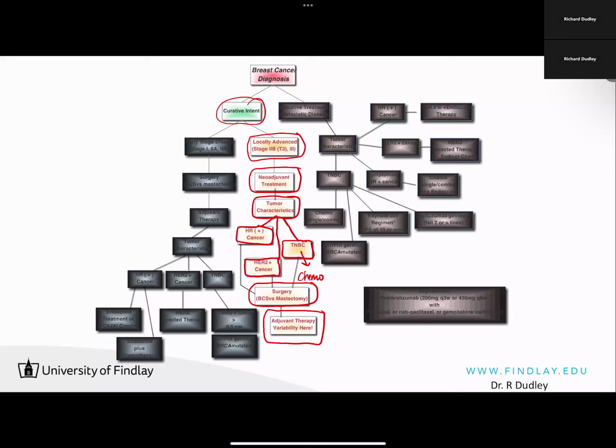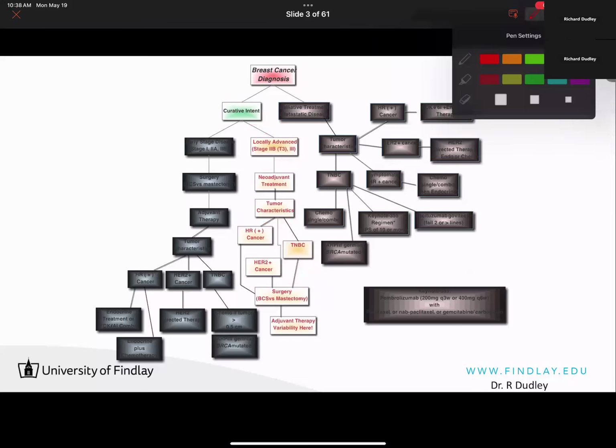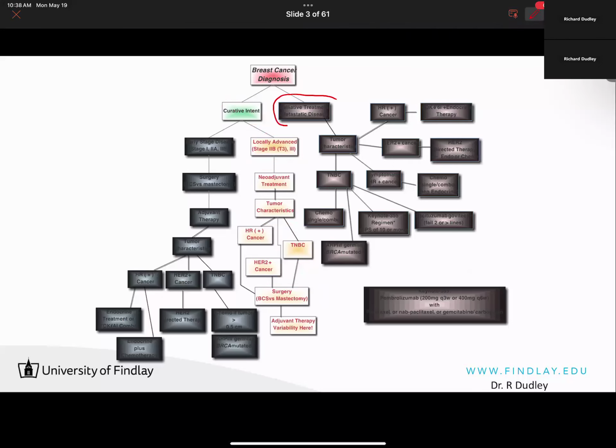Okay. The last thing I'll mention is then metastatic disease. All right. Metastatic disease suggests that the primary has left its site and it's in the bone, it's in the brain, it's in the liver, it's in the lungs, what have you. Okay. And there are many different treatment approaches to metastatic breast cancer. But what I can tell you is that you need to know the tumor characteristics.